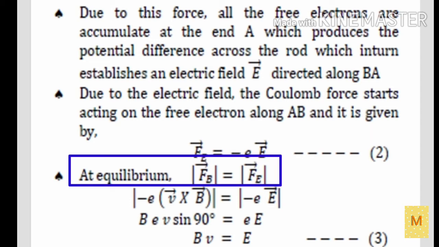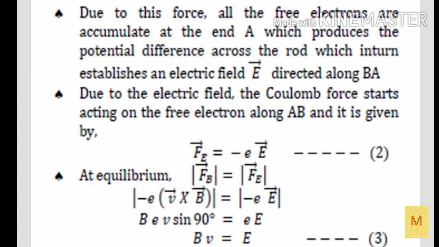At the equilibrium position, the force due to the magnetic field is equal to the force due to the electric field, which can be written as F_B vector is equal to F_E vector. So F_B vector is replaced by minus e into V vector cross B vector. Similarly, F_E vector is replaced by minus e into E vector. So after simplifying the right hand side and left hand side, we get B e V into sine 90 degree, because here the cross product is given.